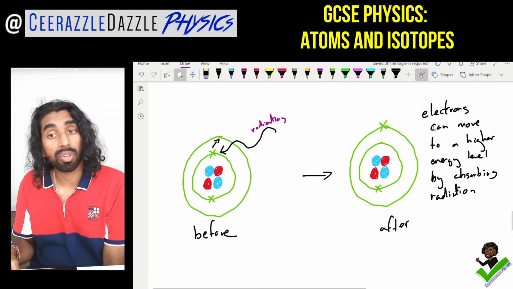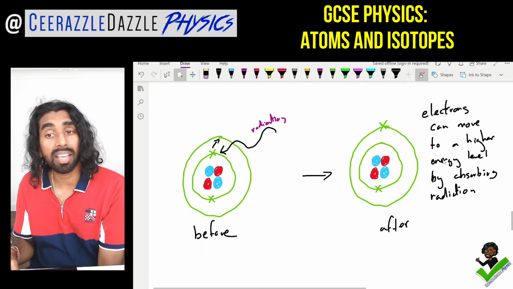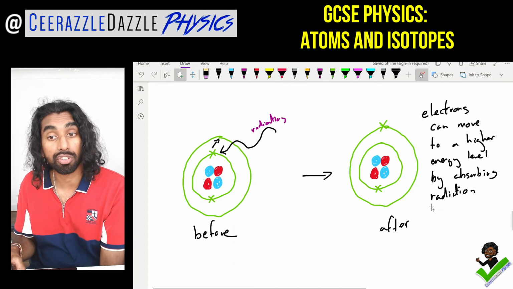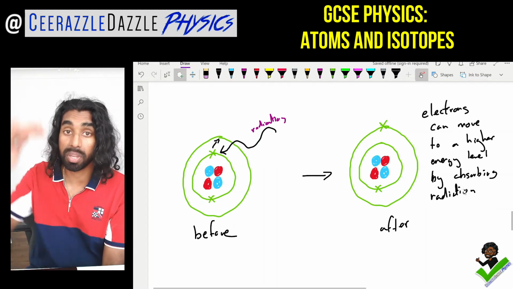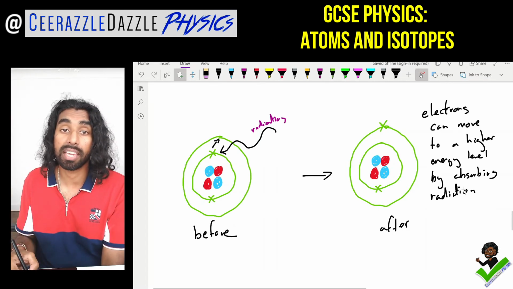So there we go, I'll put on the right hand side, electrons can move to a higher energy level by absorbing radiation. That's the key thing here, it can be absorbing the radiation, moving up to a higher energy level.